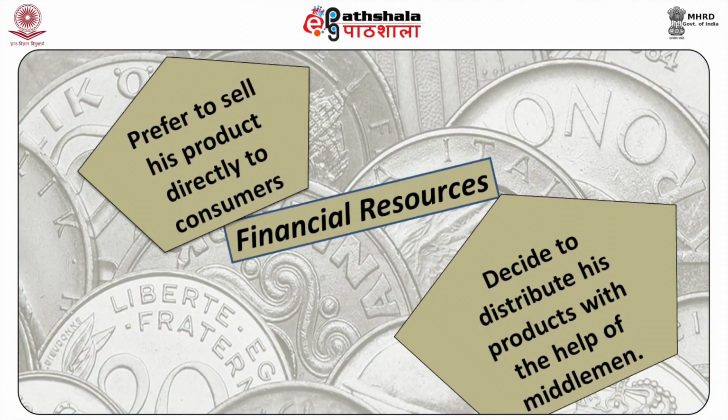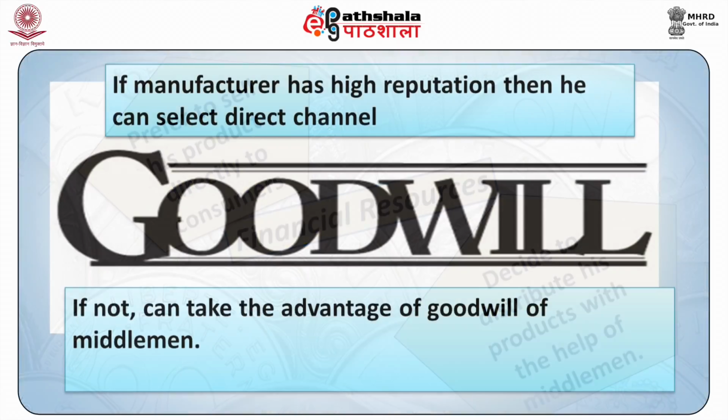The very first factor which affects the selection of channel of distribution is the availability of financial resources with the manufacturer. If the manufacturer has sufficient financial resources, he may prefer to sell his product directly to the consumers. If the manufacturer does not have sufficient financial resources, he must decide to distribute his products with the help of middlemen. Second one is goodwill.